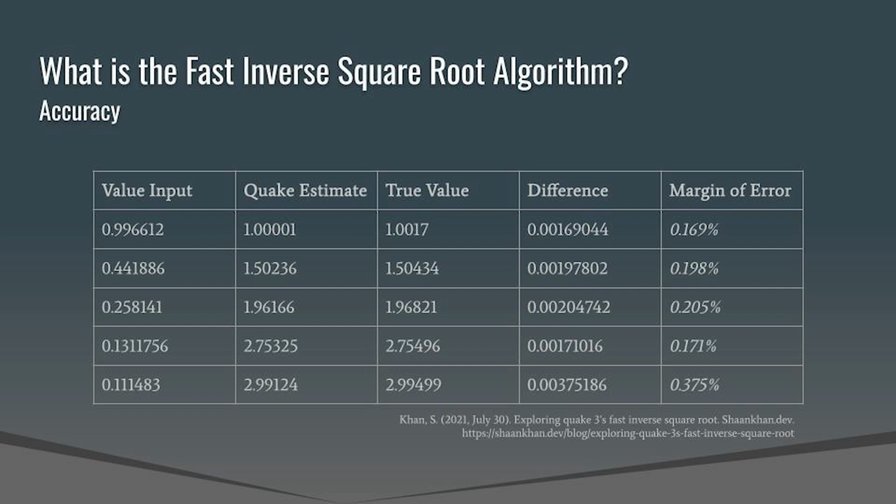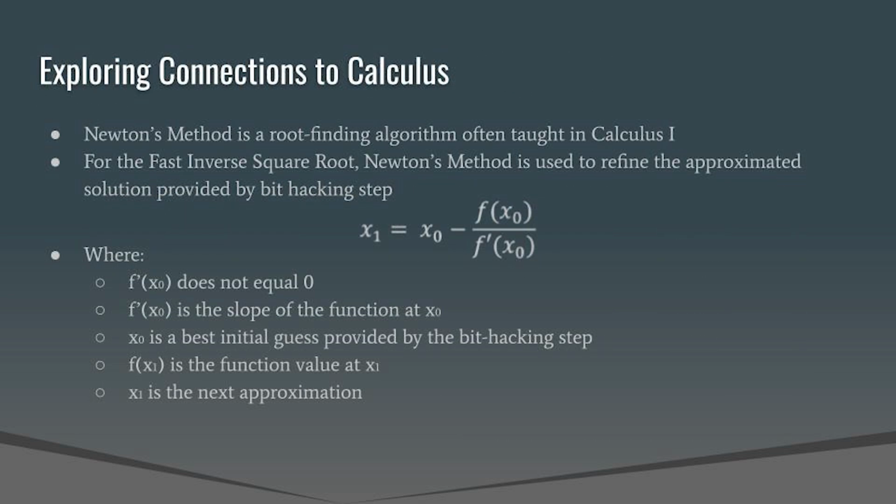True values from the dataset show that estimates from the game are well within 1% margin of error, with a maximum margin of 0.375%. Newton's method is a root-finding algorithm often taught in Calculus 1. In the fast inverse square root algorithm, it is used to refine the approximated solution provided through the bit hacking step. It is represented mathematically as x sub 1 equals x sub 0 minus f of x sub 0 divided by the derivative of the function at x sub 0.